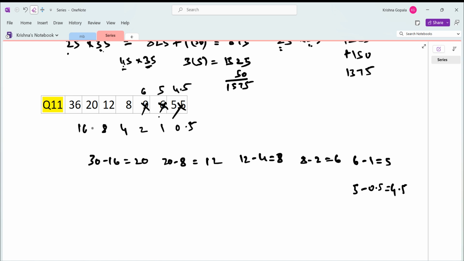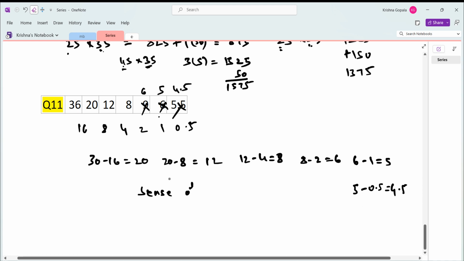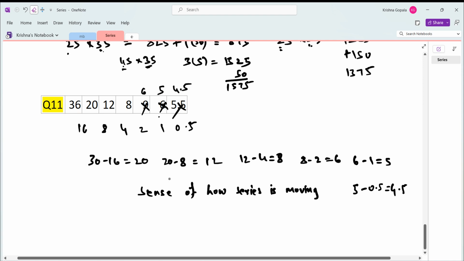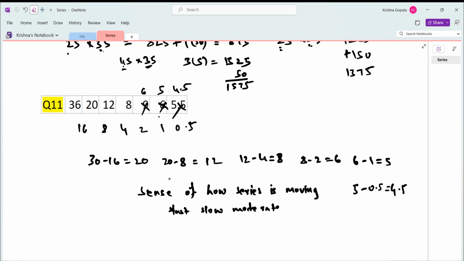Cool, yes. I think we have learned a few more series exercises. We'll continue doing more. Hope you have understood this. Broadly, what we are trying to do, let us summarize. We are trying to get a sense of how the series is going, is it fast, is it slow, is it moderate? This is one check you have to do.